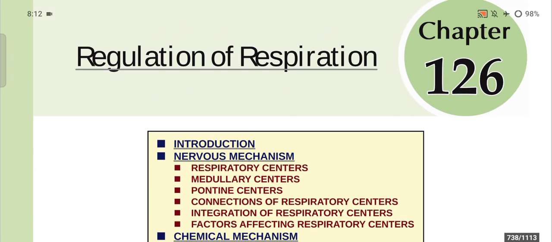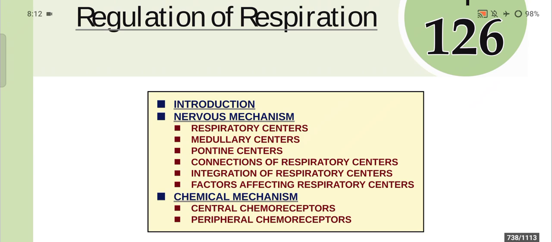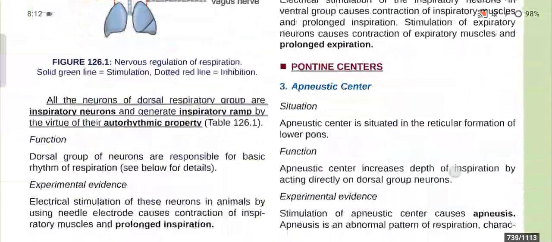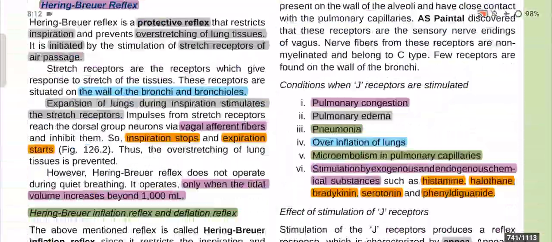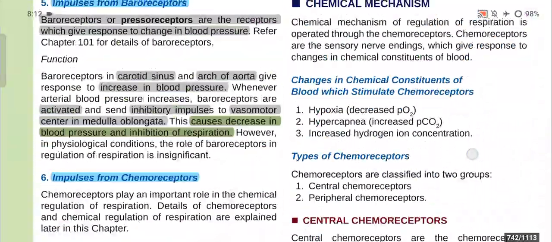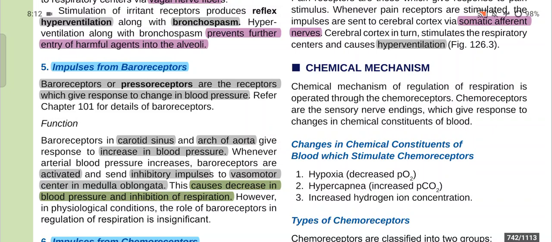In the previous three videos, we have completed the introduction and nervous mechanism. Now today we will try to discuss the chemical mechanism. So let us start. Chemical mechanism of regulation of respiration is operated through the chemoreceptors.